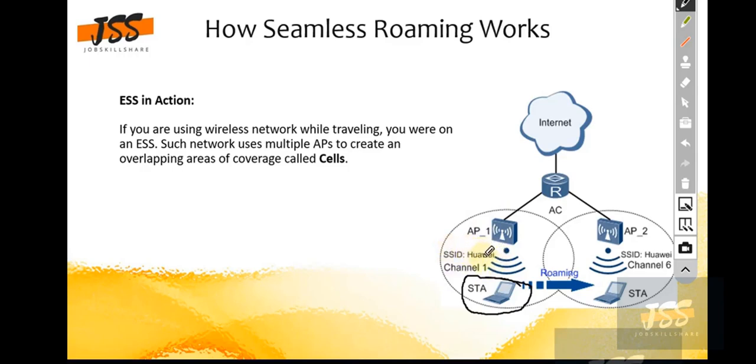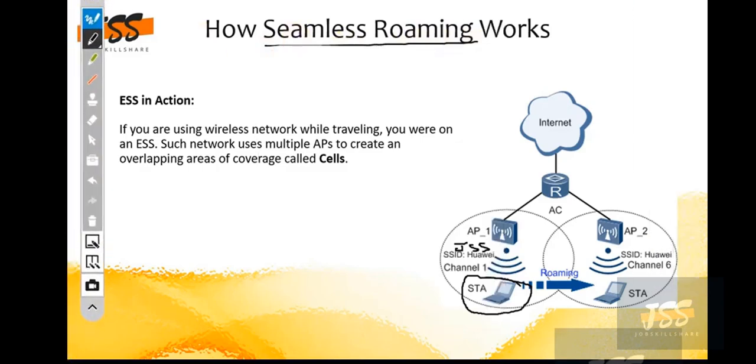Okay, let's say this is the name, or you can say the name is just JSS. This is the name of our access point, which we are connected with. Okay, so you have come across this situation as well. You are sitting in one room and then you roam around, you go somewhere far from that access point, but still you are connected with the same SSID. This is known as seamless roaming.